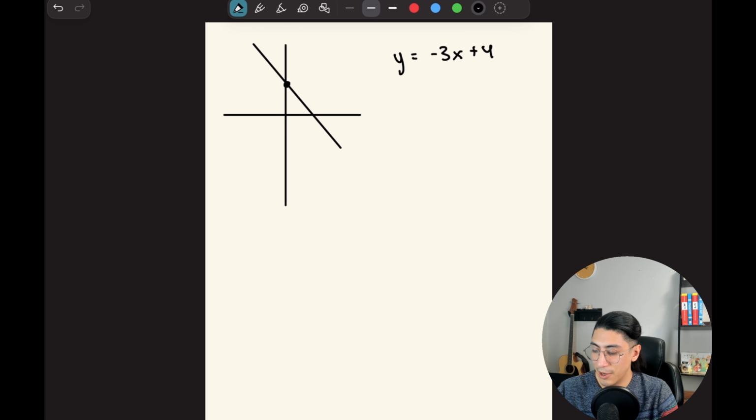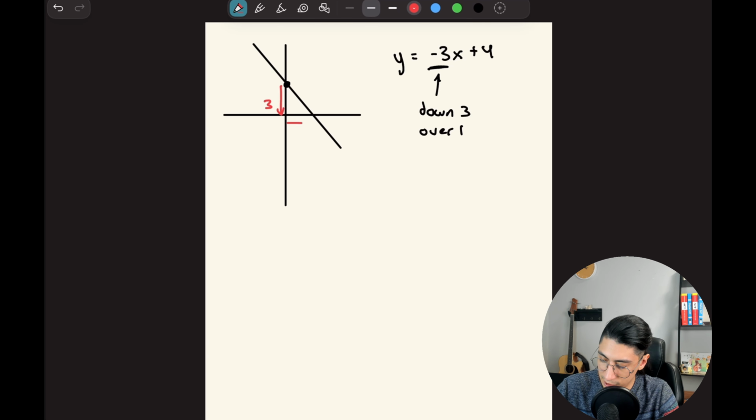So what this functionally means is that it's going down 3 over 1. Or in other words, we go down this way 3 and we go over this way 1. And it just keeps doing that, down 3 over 1. That's what that slope means. The negative sign means that it goes from this to this. And then, of course, the 4 tells us the intercept.